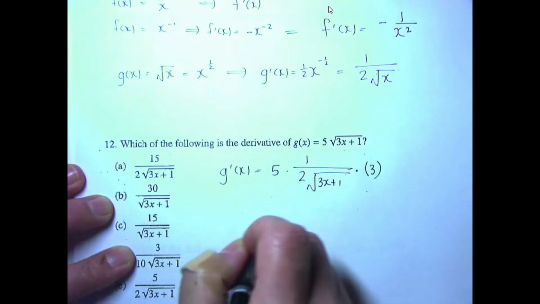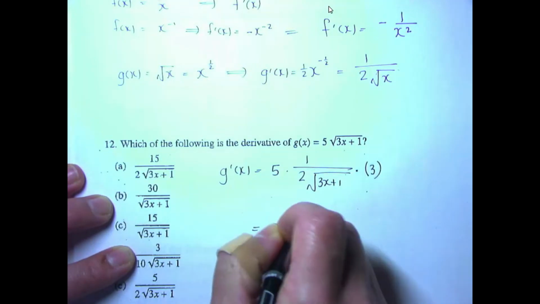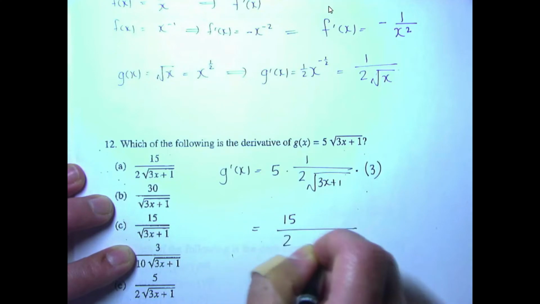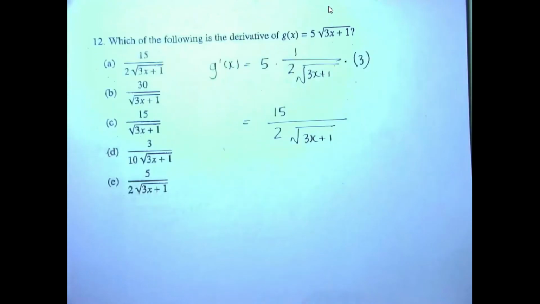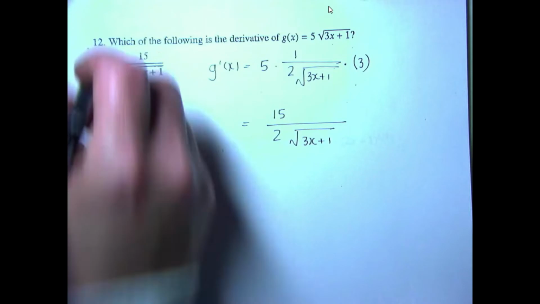So we can clean up just a little bit. I have 5 times 3 over 2, which is equal to 15 over 2 times the square root of 3x plus 1. I don't think much else is going to clean up or cancel out. So the answer here is going to be answer A.